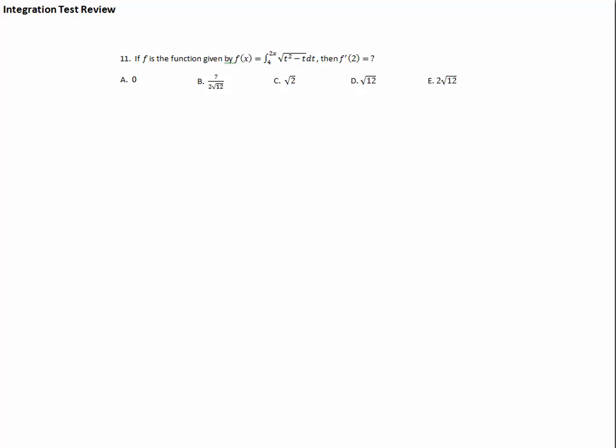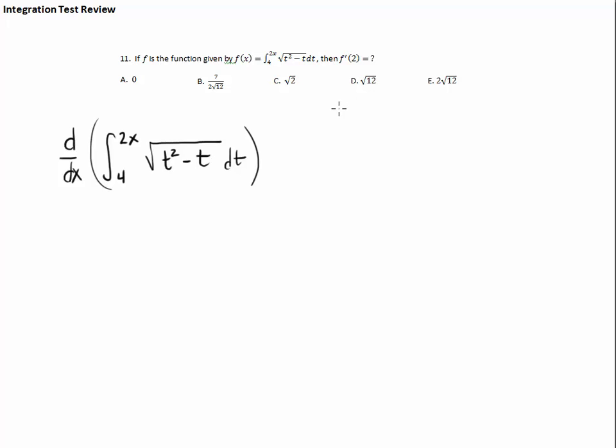Okay, question 11 says, if f is the function given by this, then what is the derivative of f at 2? So all we're doing, notice this is what f is. So f is the integral from 4 to 2x of the square root of t squared minus t dt, and it wants us to take the derivative of this with respect to x. All right, so we're taking the derivative of an integral.